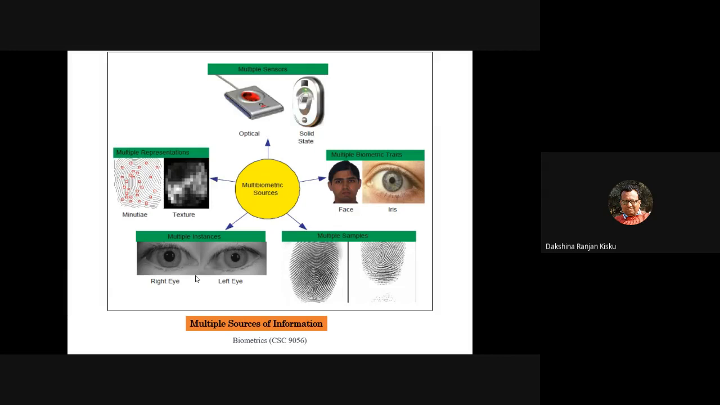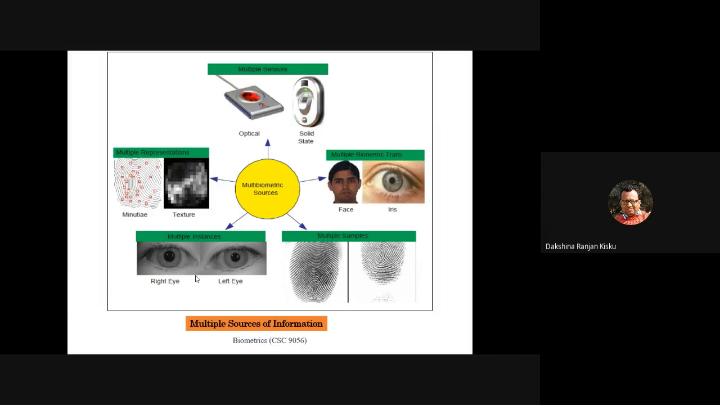Then we can have the multiple representations. Multiple representations mean we can use different biometric algorithms. For example, for fingerprint, we can use the minutiae based algorithm, and another algorithm we can use is the texture based fingerprint algorithm. Now these two different representations or algorithms are used for the same fingerprint evidence. Whenever we use the minutiae based algorithm, it may extract the different minutiae points over a fingerprint image, and the texture based algorithm is used to extract the different textures over the fingerprint.